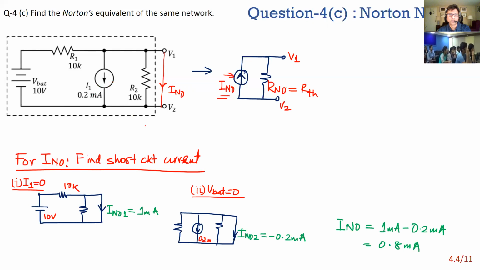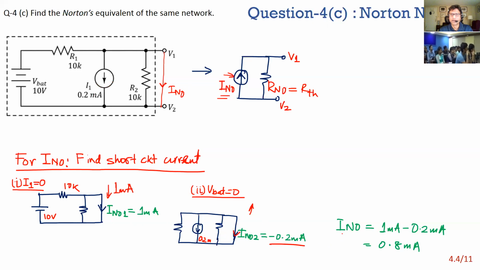So here I've shown that to find the short circuit current, you basically short circuit V1 to V2. Now again, you have two independent sources. You can directly write the node equations, but it's easier to do it with superposition. So you do the first one where I1 equals 0, and you find there is 1 milliamp flowing in this direction. Then you short VBAT, that's VBAT equals 0, find the current, and it shows that the short circuit current in this direction is minus 0.2 milliamps, which means it's actually flowing in the opposite direction.